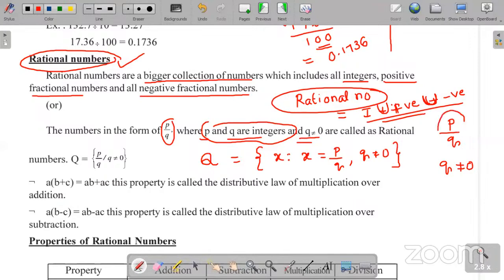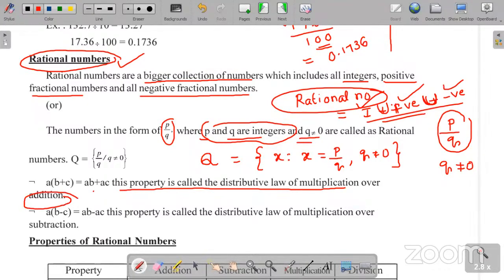Rational numbers will be in the form of P by Q. In rational numbers, we have integers, positive fractional numbers and negative fractional numbers. Including all these three, if you are able to put a number in the form of P by Q, then it is said to be a rational number. I hope it's very clear. And one more very important property the rational numbers follow: A into B plus C is equal to AB plus AC. This property is called the distributive law of multiplication over addition.